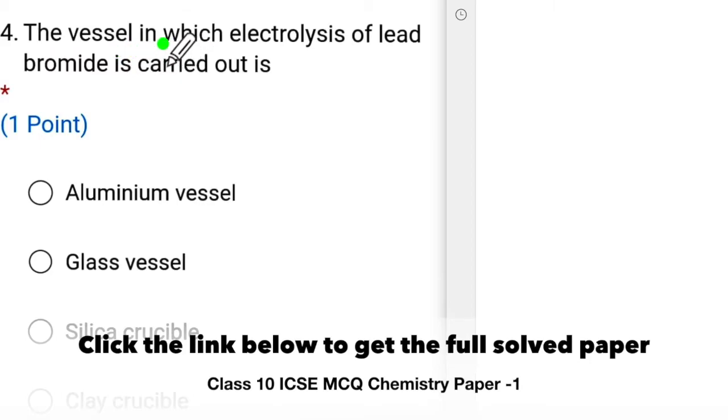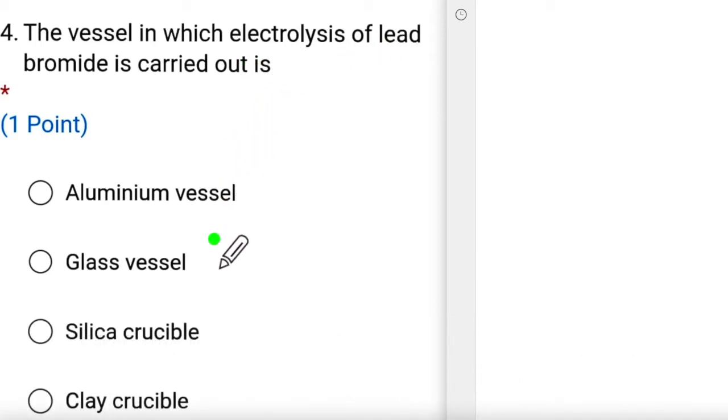Question 4. The vessel in which electrolysis of lead bromide is carried out. Now lead bromide electrolysis is carried out in a silica crucible because it has to withstand high temperature. Because lead bromide has a melting point of 380 degrees C. Alright, so none of these are otherwise right except for this.